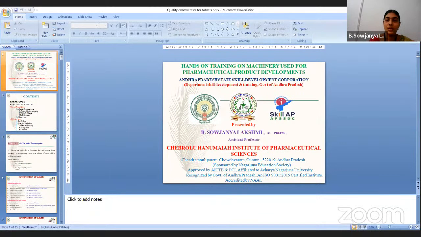The next one is loss on drying. Here the moisture content that is present is somewhat necessary. An excess amount of moisture in the tablet leads to degradation and contamination by microorganisms, so we have to prevent that. Only the sufficient percentage of moisture should be present in the tablet. So the required number of tablets are to be taken.